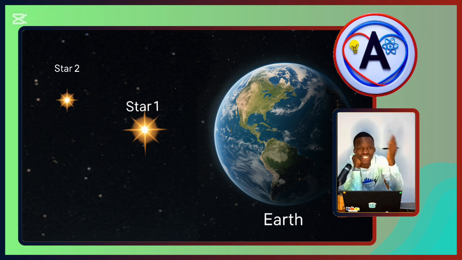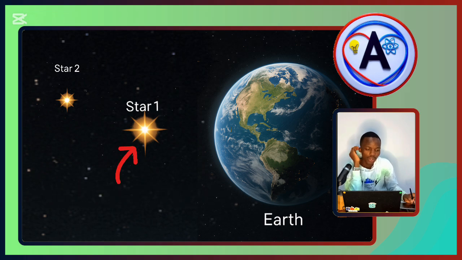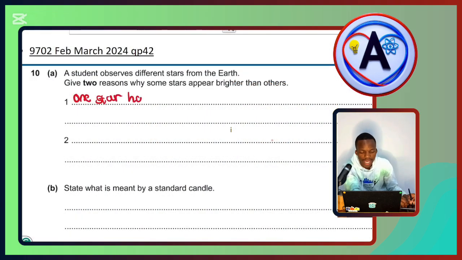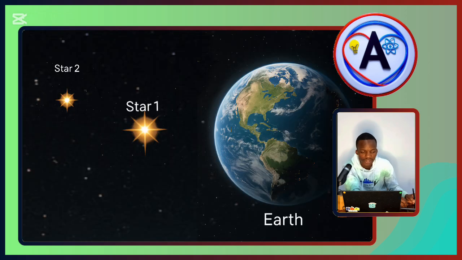Number one is either it's brighter, right? One star has a greater luminosity than the other. It's just emitting too much power. Okay, that's the first reason, right? If one star is giving out too much energy as compared to the other star, then it's going to appear brighter. The other reason is one star is closer.